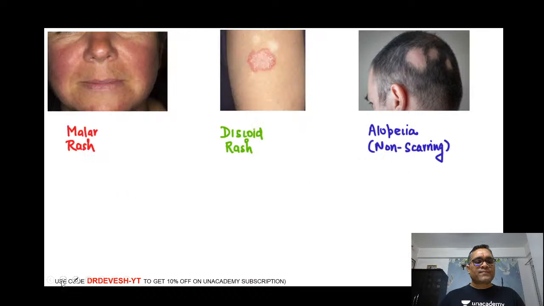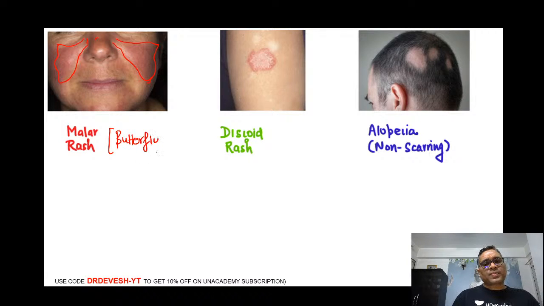So see, this is how it will look in your dermatology session also. When you are going for your dermatology posting, you will be seeing all these patients, right? When you see a rash along the cheek like this, this is the malar area, or malar bone, of the face. It looks like a butterfly, so it is also called butterfly rash. So the malar rash, which is present on the malar bone, is also called butterfly rash. So malar rash, number 1.